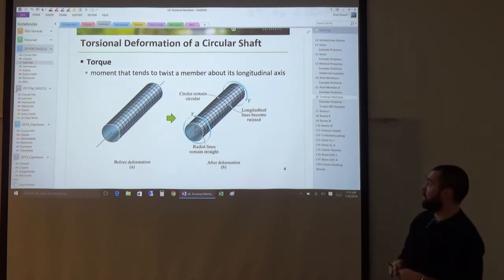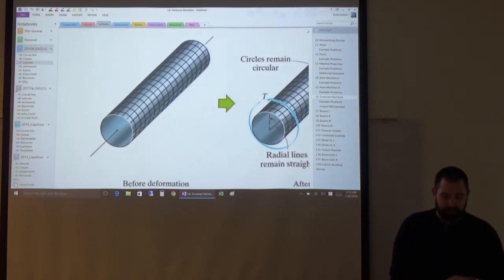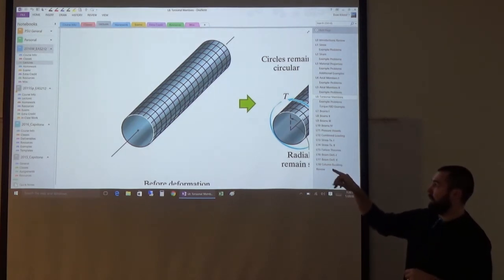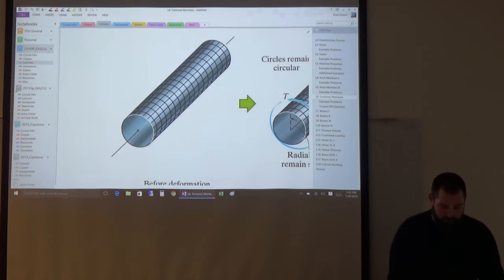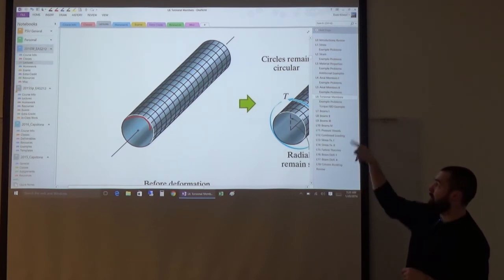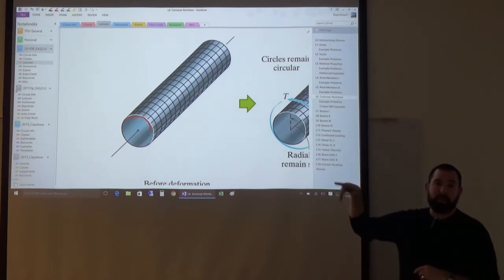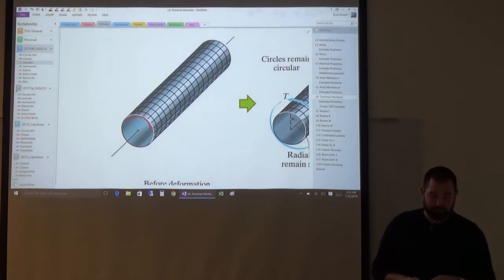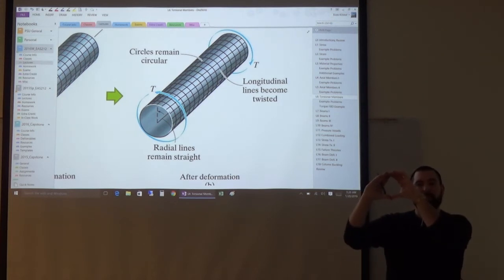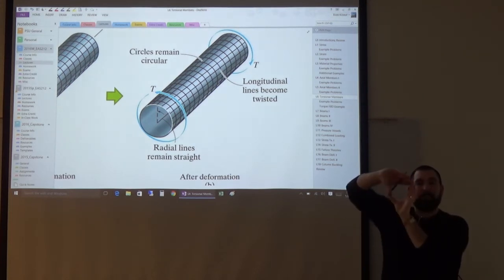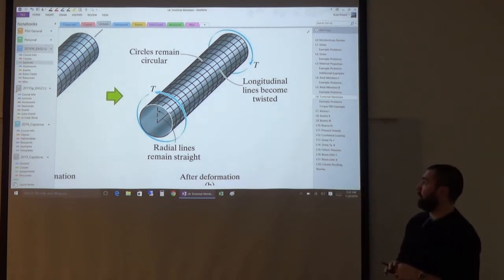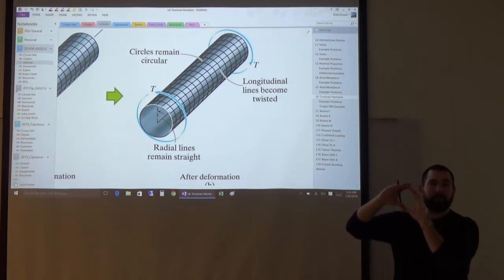about that axis. So if we started out with a prismatic circular shaft, we could draw cross-sectional lines that are basically circles. You can kind of see them on the perimeter of the circular shaft, and then we have longitudinal lines on the surface, and those are all directed parallel to the longitudinal axis. If we apply a torque, those cross-sectional circles don't change shape, they simply rotate. They don't deform at all, they don't move in and out of the page whatsoever. All they do is rotate, but they still remain circles.